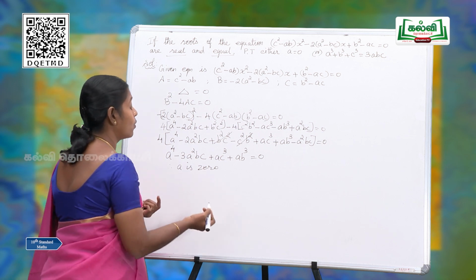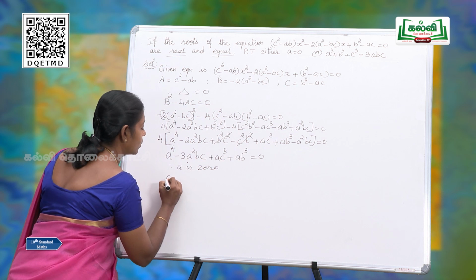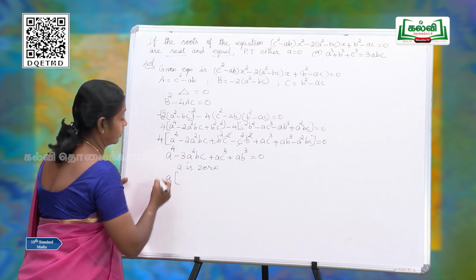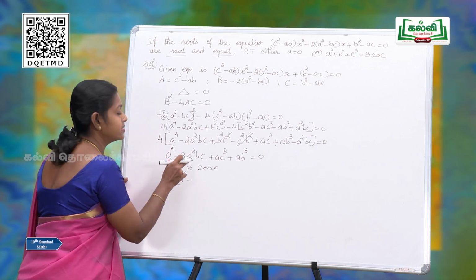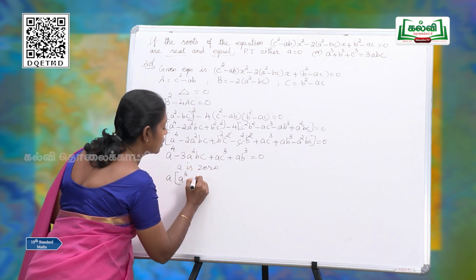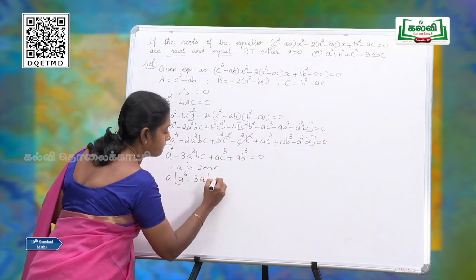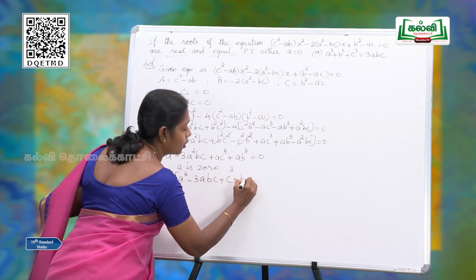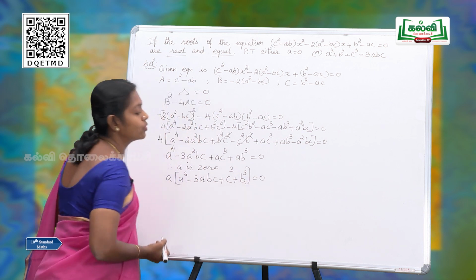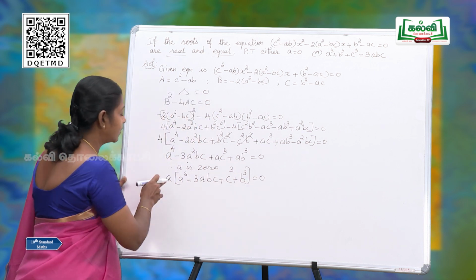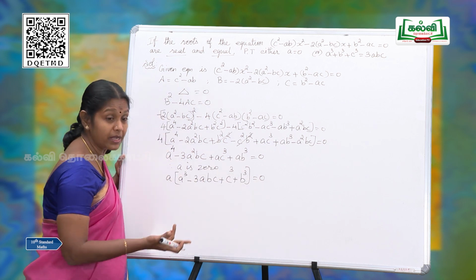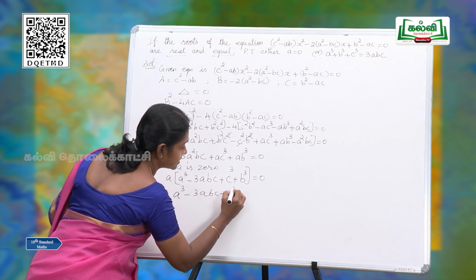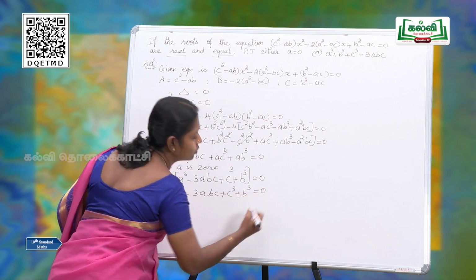Or otherwise, what can I do? Take a out. Only one a is common in all. So take it out. What is the remaining term? a cube minus, I have taken one a out. So the balance will be what? 3abc, and here c cube, here only b cube, which is equal to 0. So if I take this a that side, that will also become 0. So you will be getting a cube minus 3abc plus c cube plus b cube equal to 0.